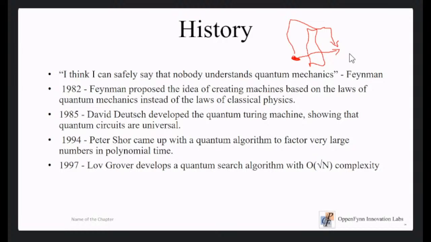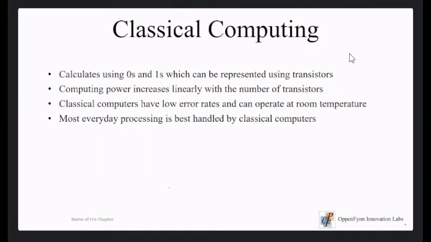So in 1992, Feynman proposed the idea of creating machines based on the laws of quantum mechanics instead of the laws of classical physics. And then, eventually we came up with Shor's and Grover's algorithms. I'll go on to the next slide. So yeah, like I said, before I go to quantum computing, I'd like to start with classical computing again, simply because that's something we understand very well. So I'm going to use that as a base and build up quantum computing.